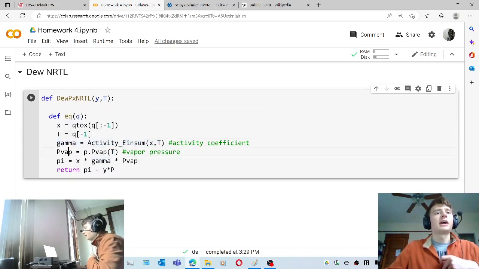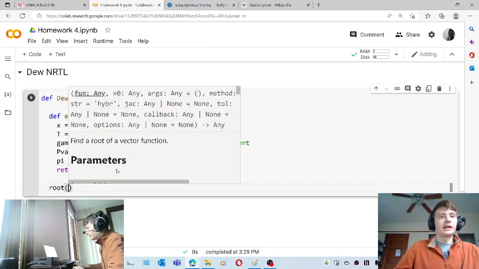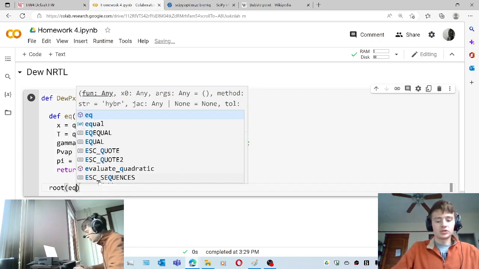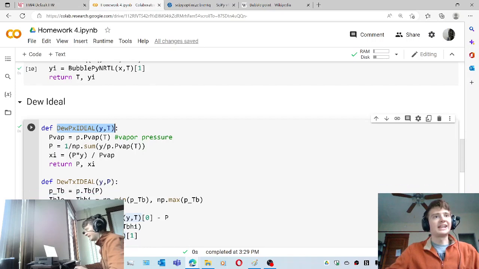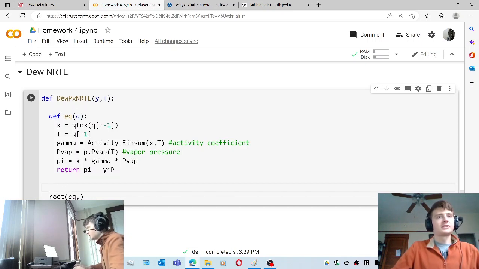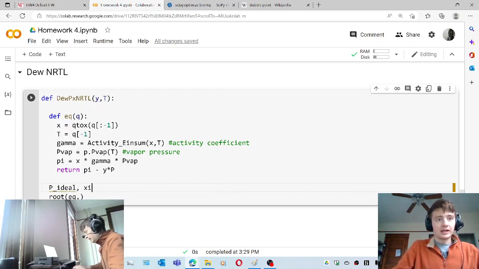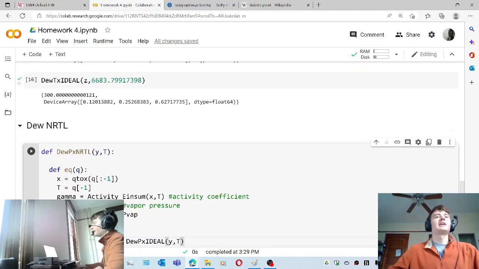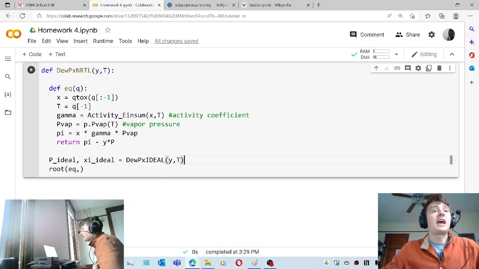So now I can calculate gamma, I can calculate the vapor pressure, I can calculate the partial pressure from that, and now I can find when all the partial pressures are 0. So now I can go ahead and get a root solver, and I can say that my function for the root solver is going to be the equation, and what should my initial guess be? Well, that's where this ideal dew temperature comes in handy, right? I'll say that P ideal and the fractions x ideal are going to be equal to the results of the function I derived up here, P and xi. So those are the ideal ones, and then I can use those as a guess for this function root.